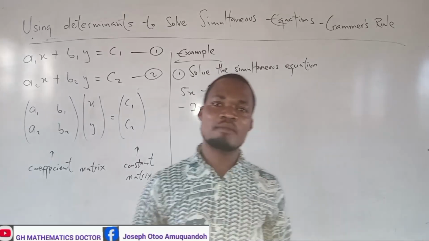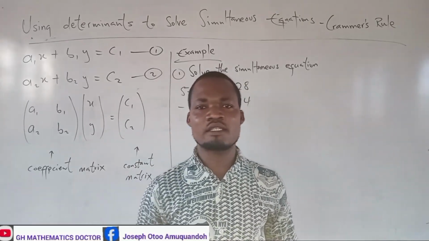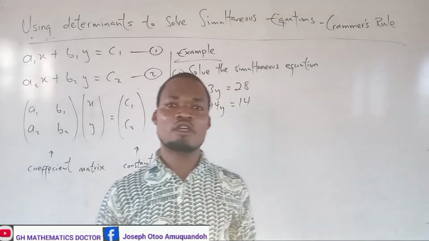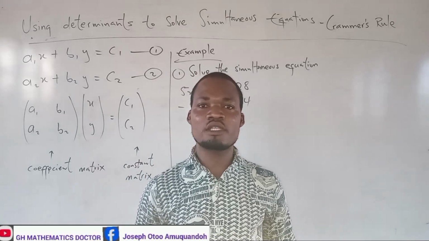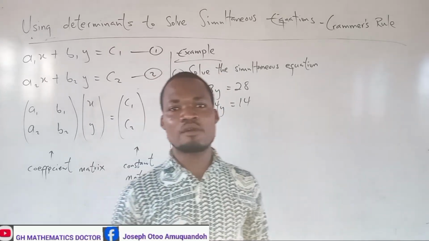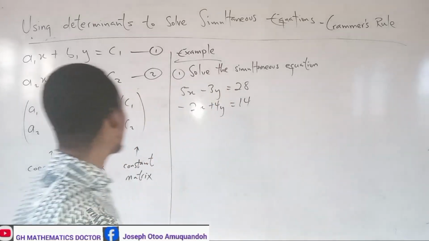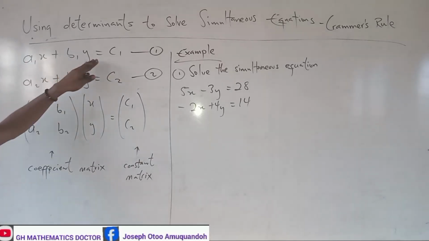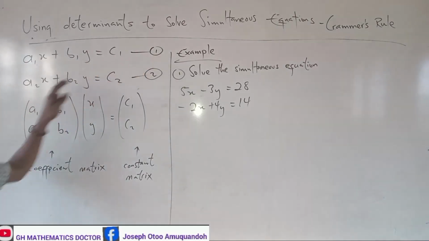Today we are going to have another mathematics lesson. We are going to look at using the determinant approach to solve simultaneous equations using Cramer's rule. So let's look at the format of Cramer's rule. We have this format, when two equations are given in this form: this first equation, this second equation.